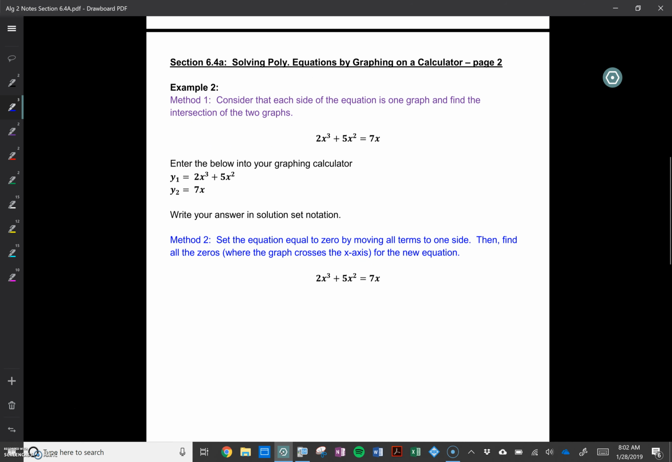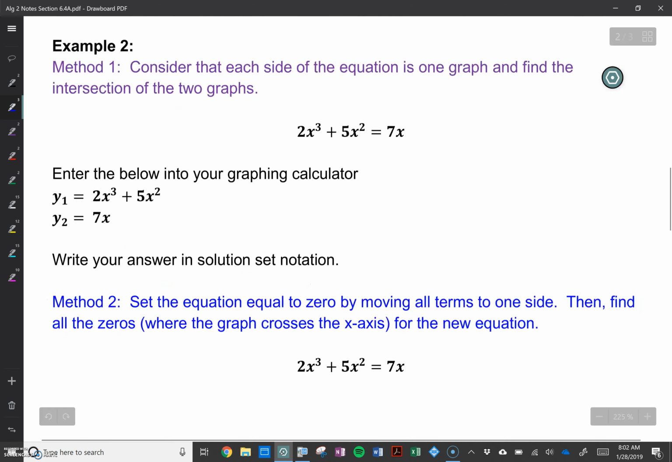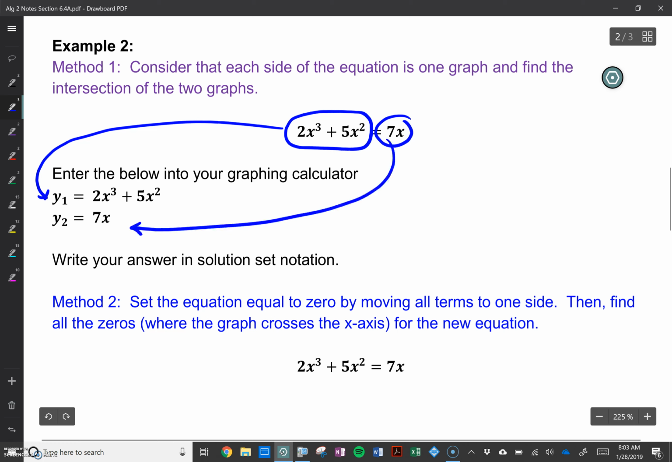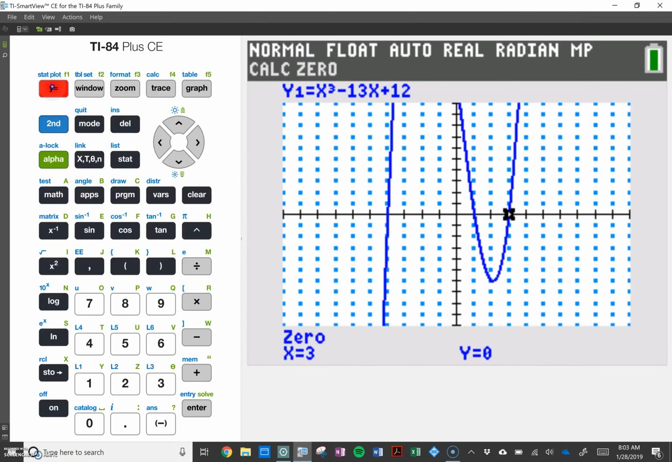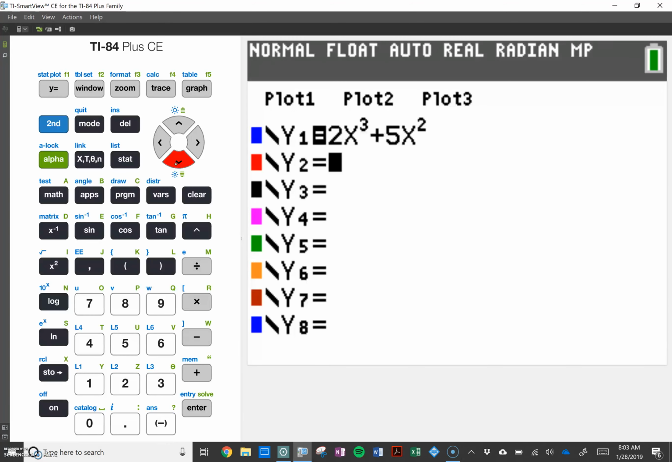Here we're going to consider the equation 2x cubed plus 5x squared equals 7x. And with this problem, the left-hand side of the equation is going to go into y1, and our right-hand side into 7x. So let's put those equations into our y equals function. We're going to have 2x cubed plus 5x squared on the one side. On the other equation, we're just going to have 7x.